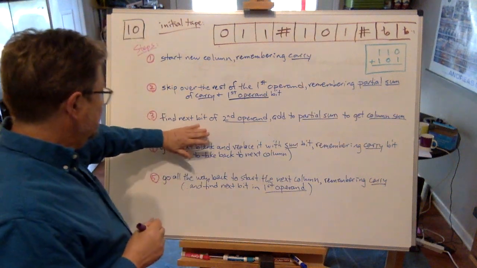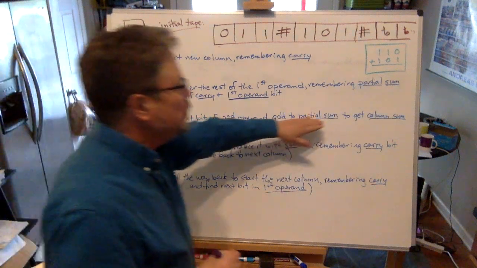So I got a little bit ahead again there. That's step 3, where we've added it up. We know what the column sum is.